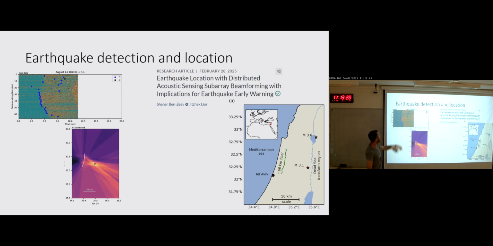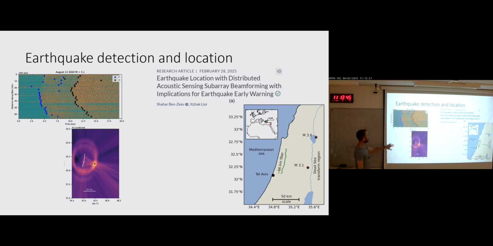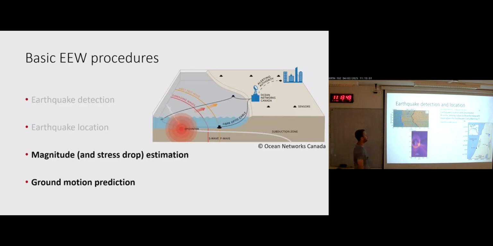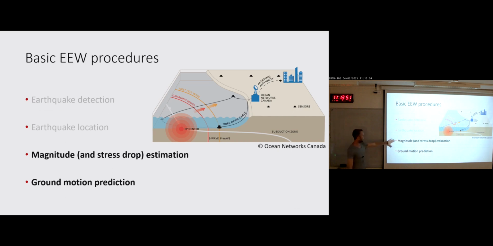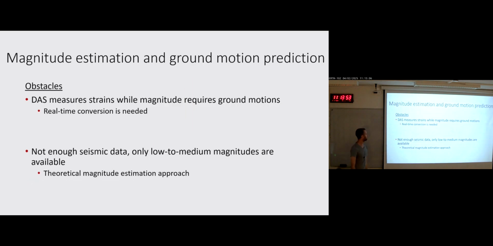Now the S wave is going to be recorded. We have additional beams, cones pointing towards the earthquake. And we also have these rings corresponding to the time between the P wave and S wave. This time corresponds with the distance between the fiber and the earthquake. So I'm not going to focus on Shachar's work, but the paper is out. I'm going to show results for magnitude and ground motion prediction.